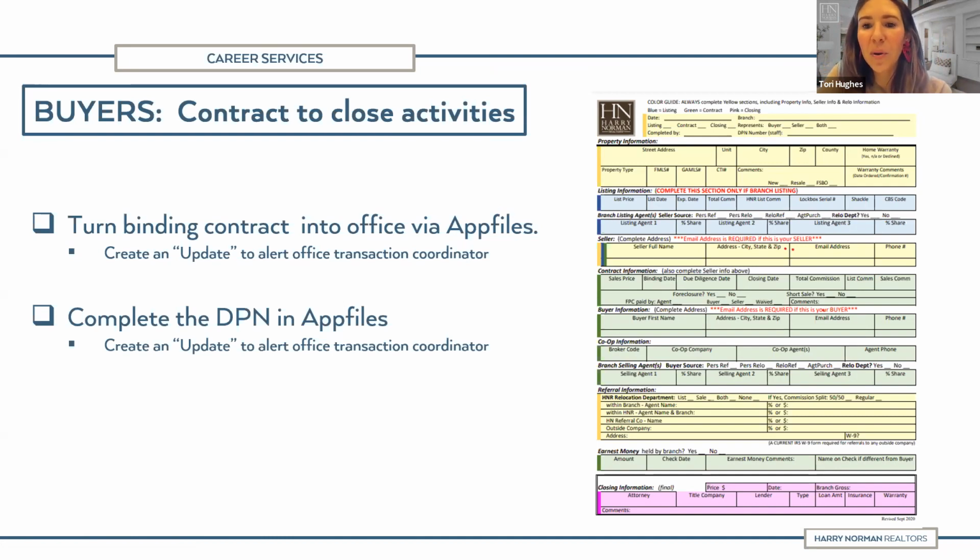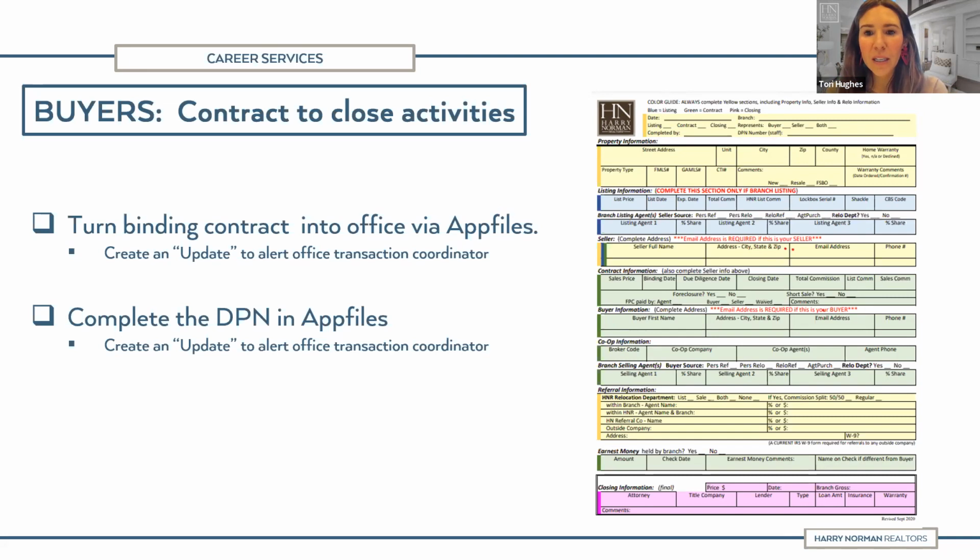This is where you're going to put in information about your buyer or your seller, contract information as far as sales price, binding date, due diligence date. If this is a transaction where you're working with another agent and you're getting 50%, they're getting 50%, say you're doing it with your mentor or with a teammate, you'll fill that out in here. If this is a Harry Norman corporate relo, you'll put that in here also.